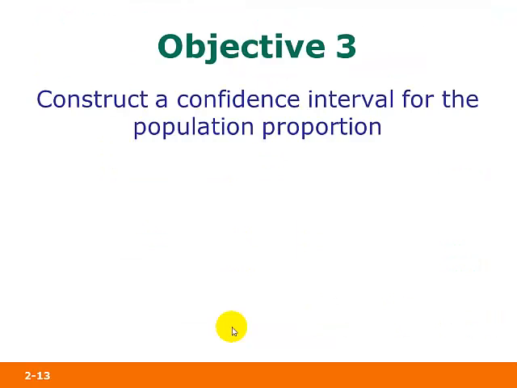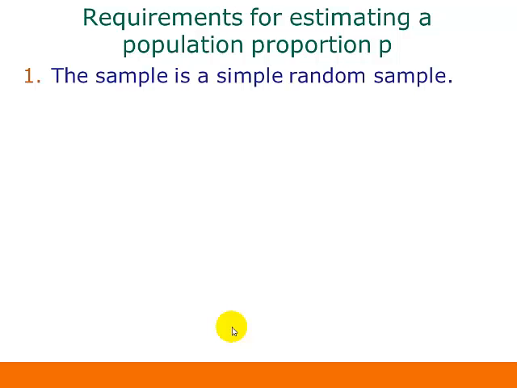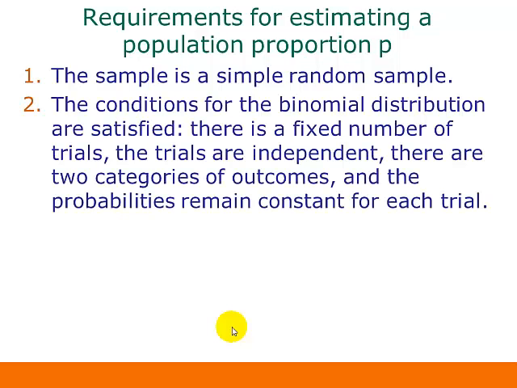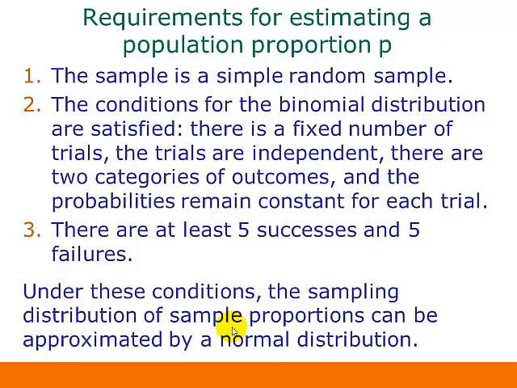Objective 3 is to construct a confidence interval for the population proportion. First, the requirements for estimating a population proportion p. First, the sample is a simple random sample. Second, the conditions for the binomial distribution are satisfied, which means there's a fixed number of trials, the trials are independent, there are 2 categories of outcomes, and the probabilities remain constant for each trial. Third, there need to be at least 5 successes and 5 failures in our sample. Under these conditions, the sampling distribution of sample proportions can be approximated by a normal distribution.